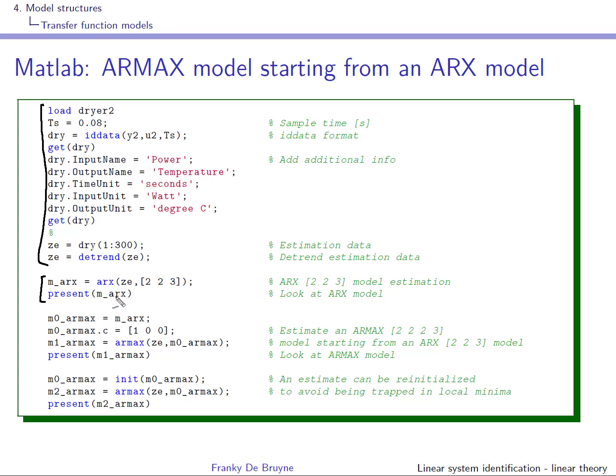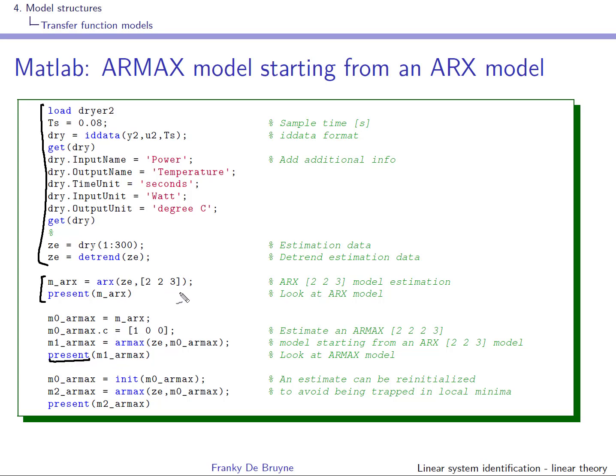So what we do is take the ARX model, we add a C polynomial that is just the constant 1, and then we use this ARX model to initialize the procedure when we do optimization. So this will result in an ARMAX model that you can have a look at using the command present.